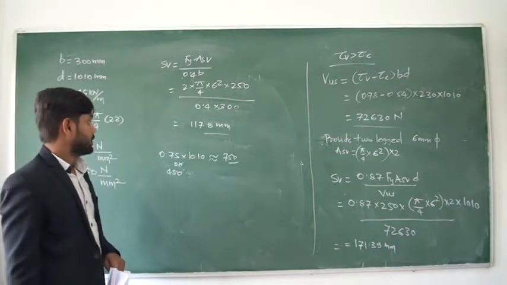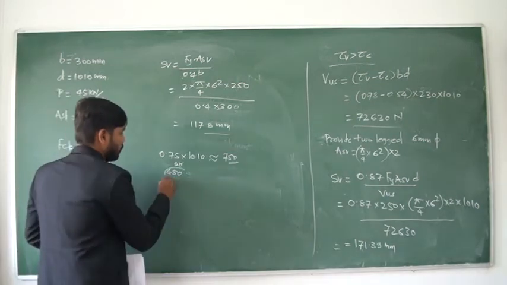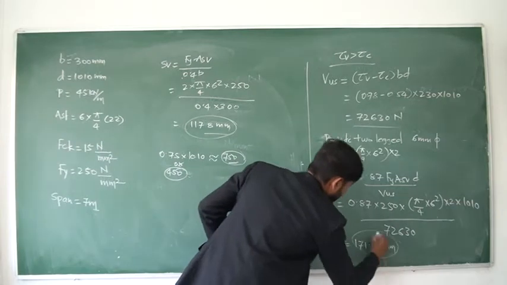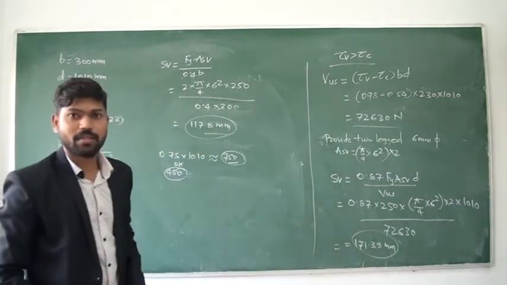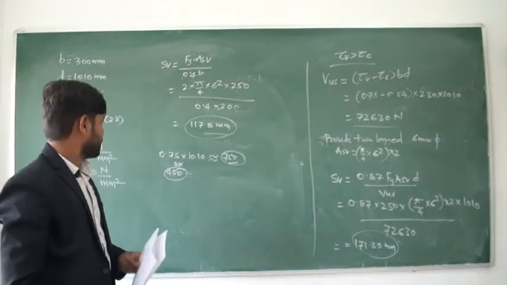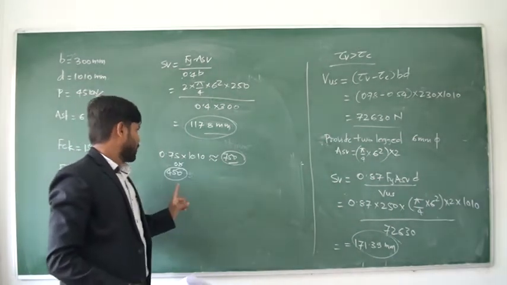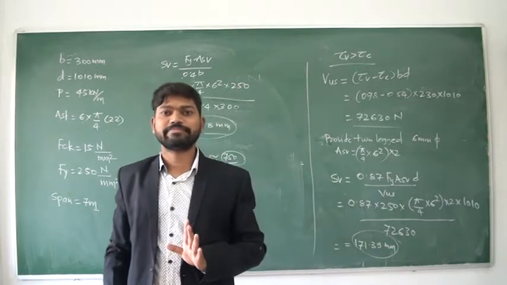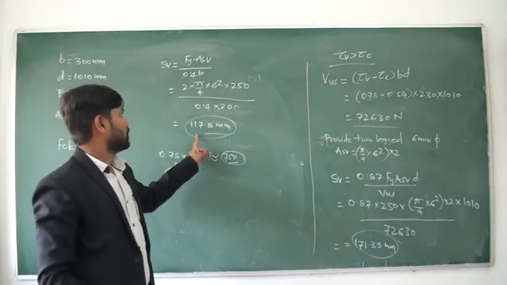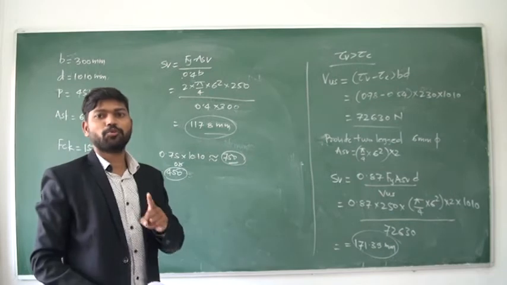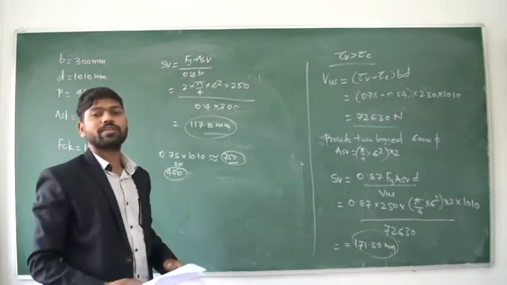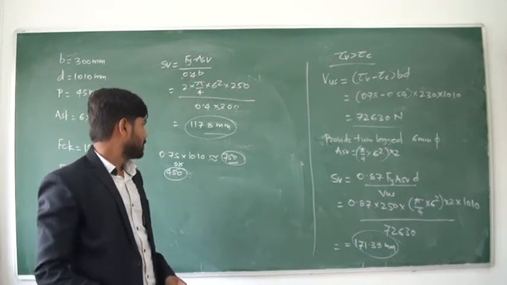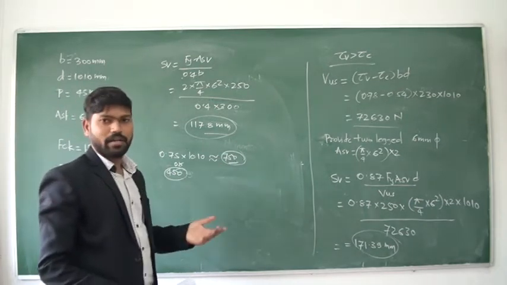So this is one value, this is one, this is one, and this is one. The total values of spacing are 4: 117.8, 750, 450 and 171.39. Which is minimum? Minimum is 117.8 mm. So you have to provide a spacing of 117.8 mm. You cannot provide this 171.39. These values are also high.